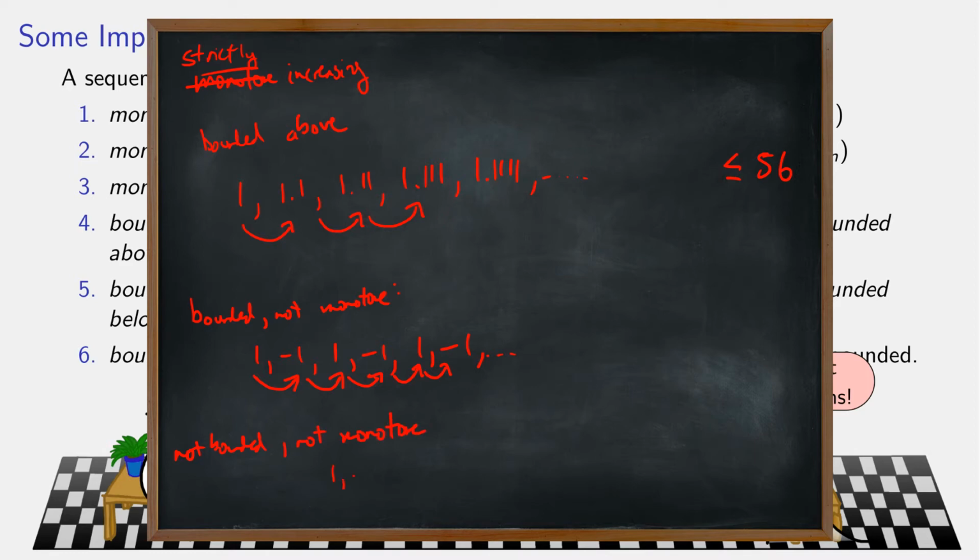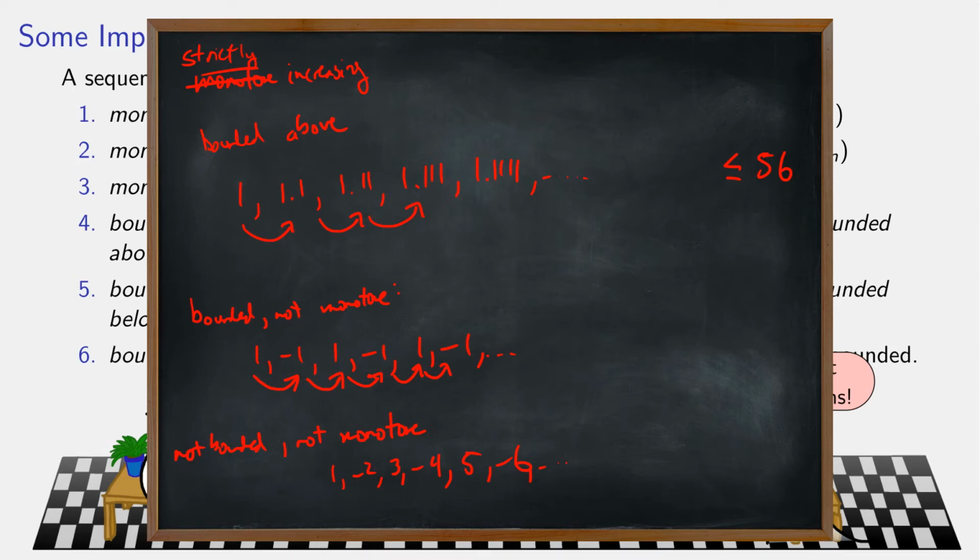Like 1, negative 2, 3, negative 4, 5, negative 6, and so forth. Definitely not bounded either above or below, but also not monotone because it does this same thing the other one did of going back and forth between getting larger and then smaller, and then larger and then smaller.